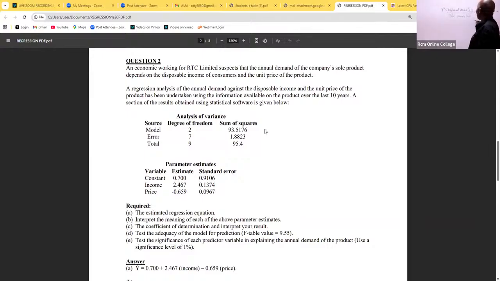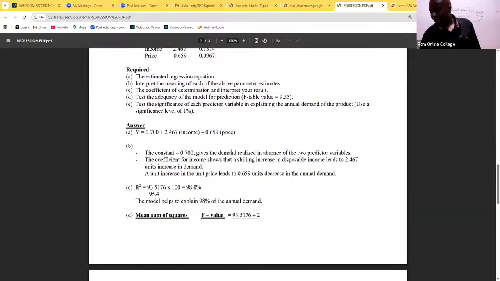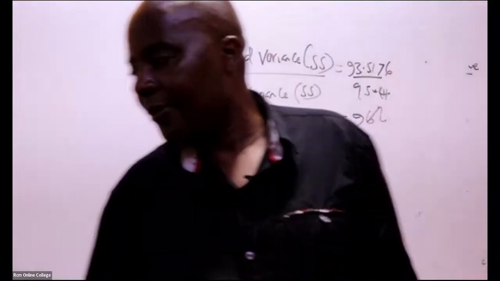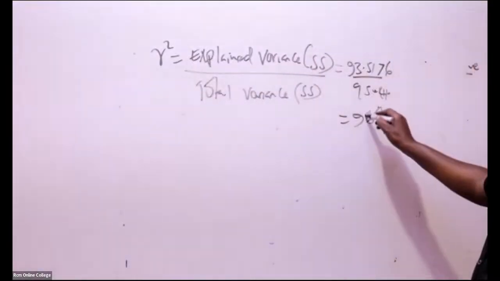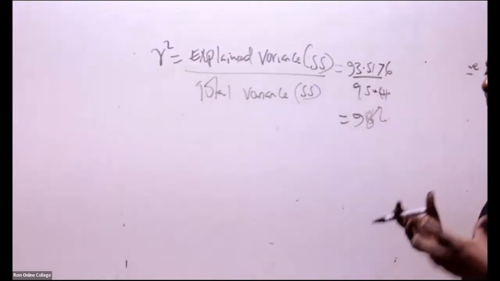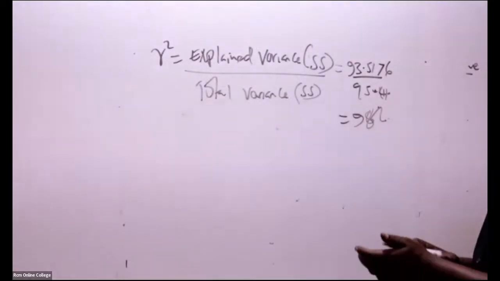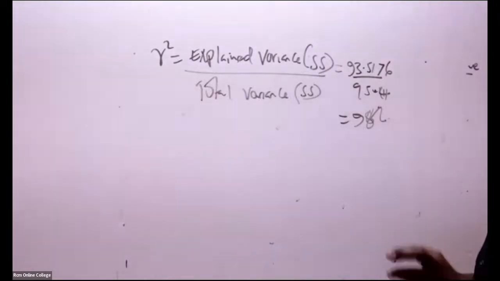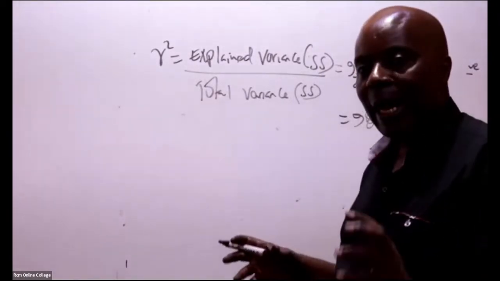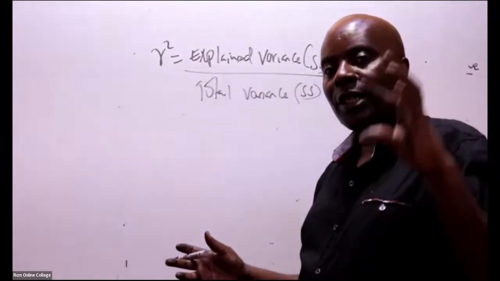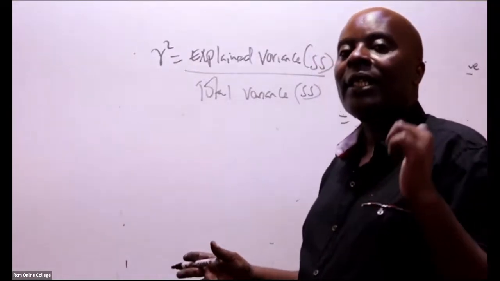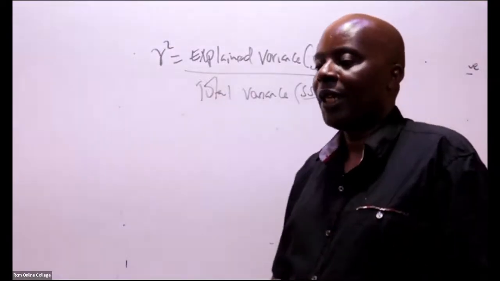95.4 like that. This is how they were able to get the 98%. So meaning that the explanatory power, the power of this model to explain variances, is very high. It's 98%. So it means that the income and the price can explain up to 98% of the changes in annual demand. And that is excellent. That's exceptional. Very good. Thank you very much.